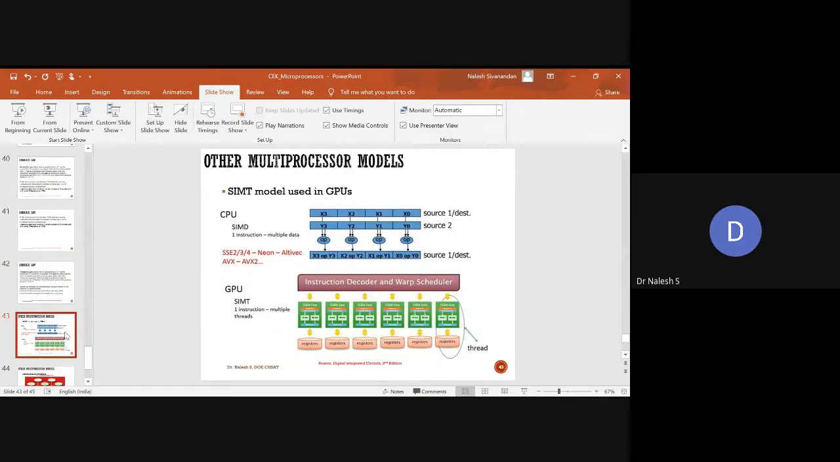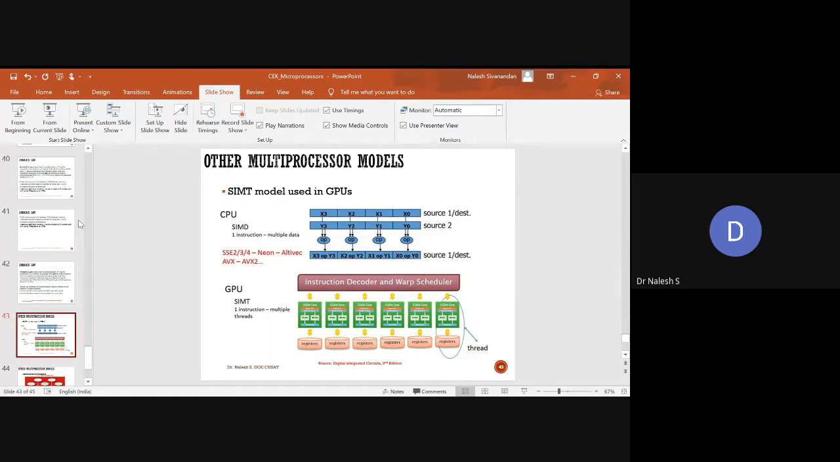So this was the basic multi-core multiprocessor models. There are other models like SIMT, single instruction multiple thread. In the earlier models, all the processors were operating independently, executing separate parts of the program. In CPUs, there is something called single instruction multiple data, where the same instruction operates on multiple data.